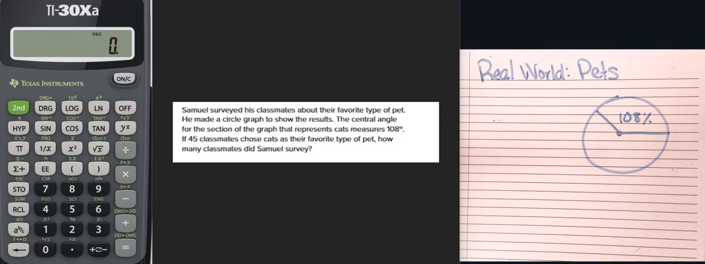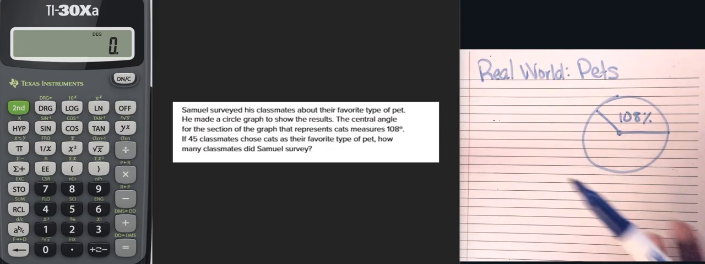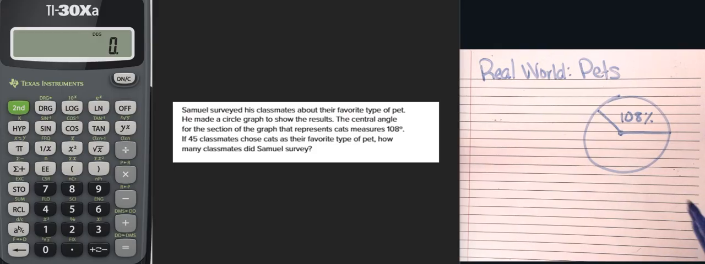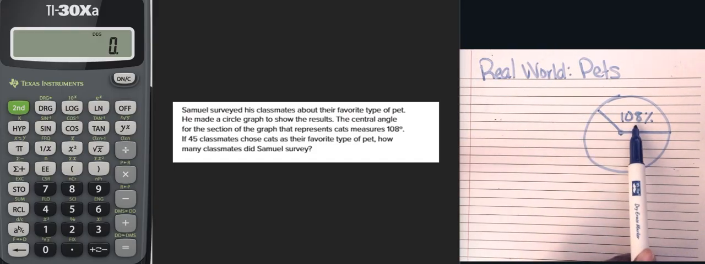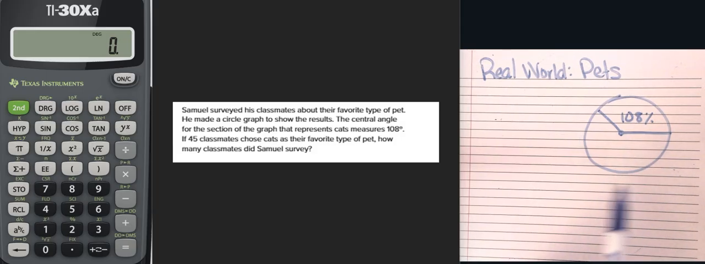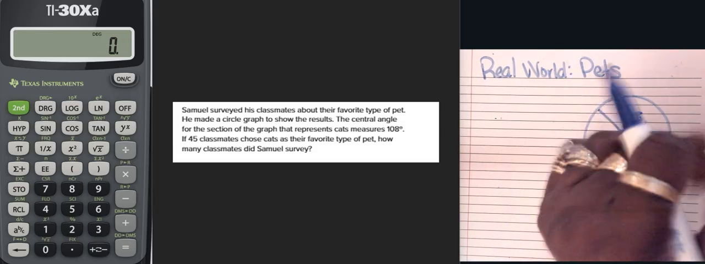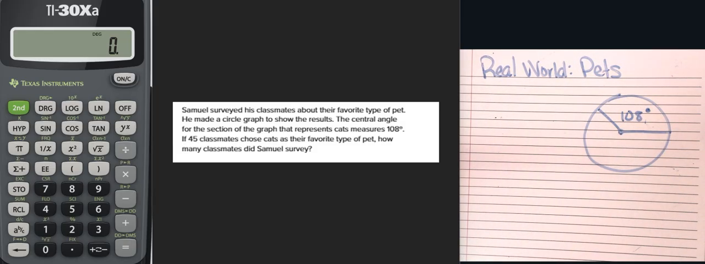Now we know that the circle graph represents 360 degrees in order for us to complete a full turn around the circle. So 360 degrees would mean that we're talking about the entire circle, but we're only talking about a portion here. But in every single circle, we know that the whole is going to be 360 degrees. I should have put 108 degrees, not percent.